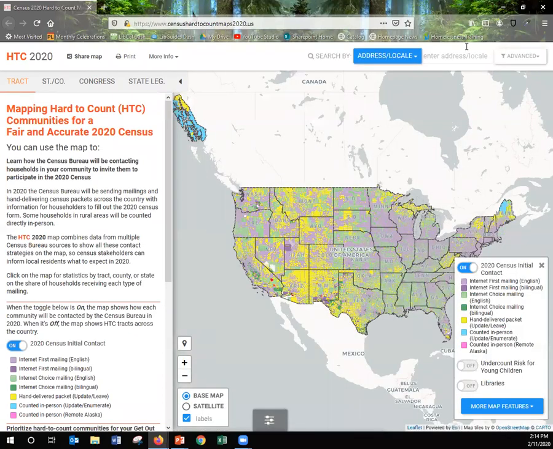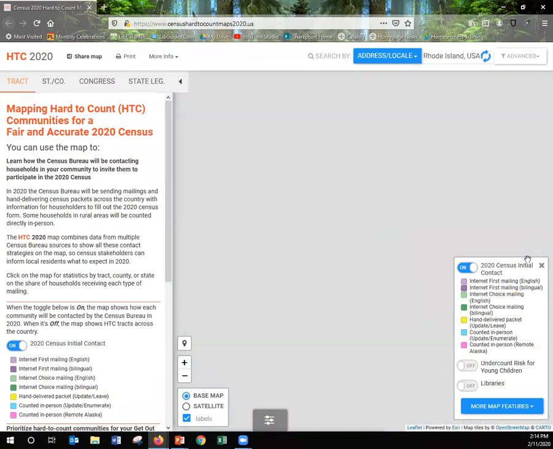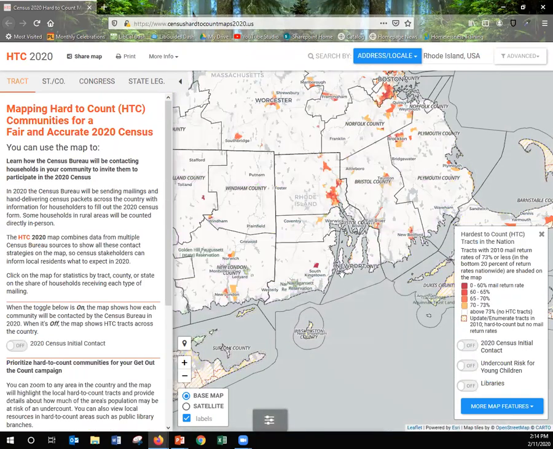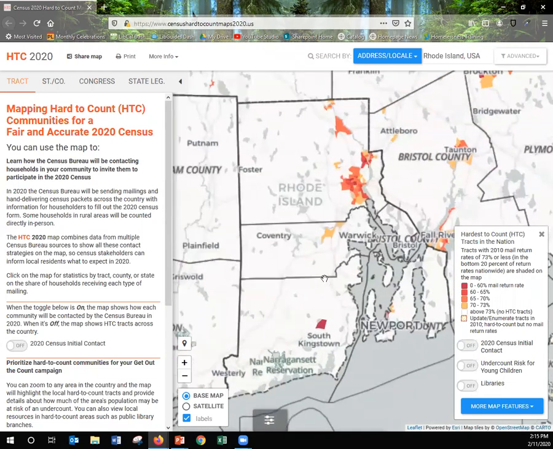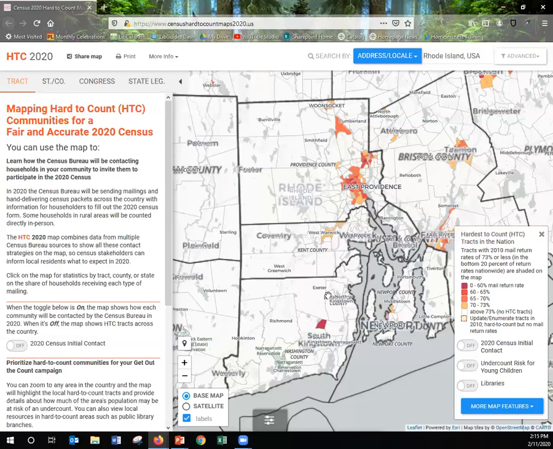Here we go. So this is the hard to count map. We can type in the state of Rhode Island. And we're just going to turn this thing off. So you can see by looking at the state, everywhere that's red, orange, or yellow is a tract, a specific group of streets or a neighborhood that has historically been hard to count. You'll notice, like I mentioned, they're mostly concentrated around Providence, Pawtucket, Central Falls, Woonsocket, Newport. There's a funny little red splotch in South Kingston, which is where the University of Rhode Island is, and we'll talk about why that's hard to count in a little bit.